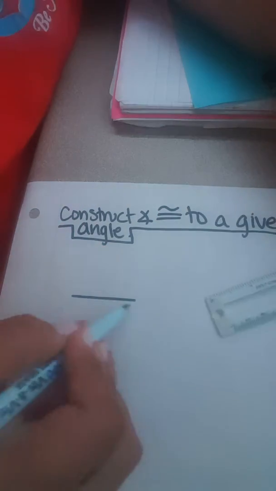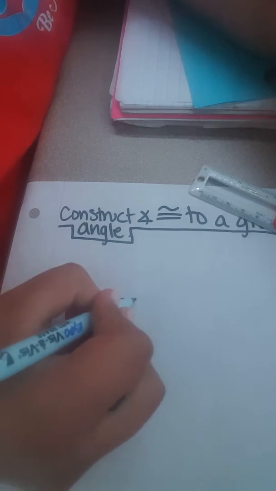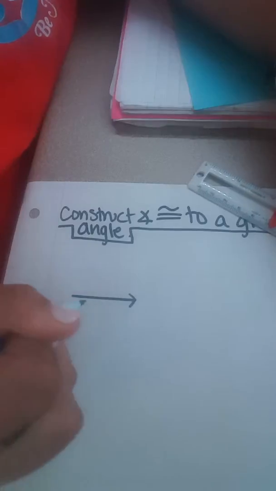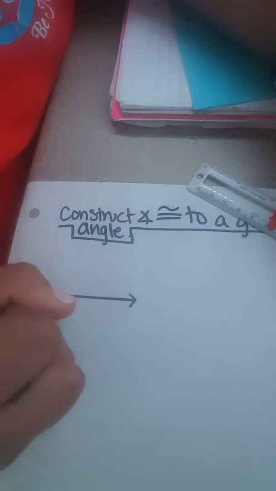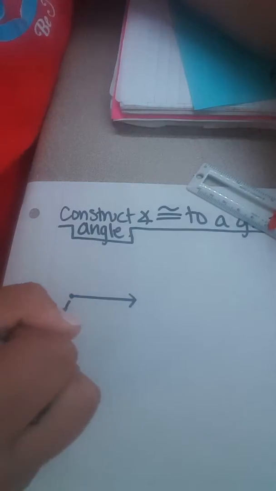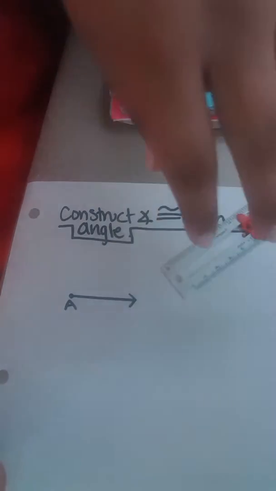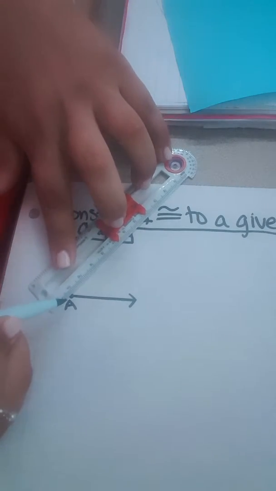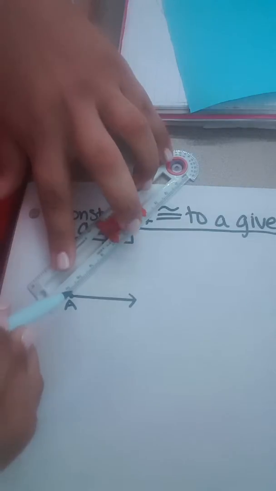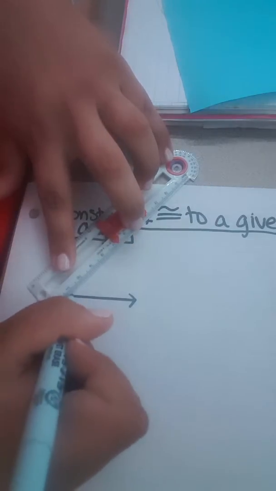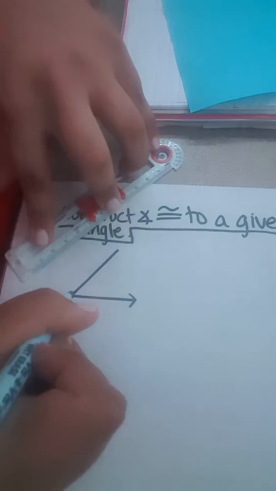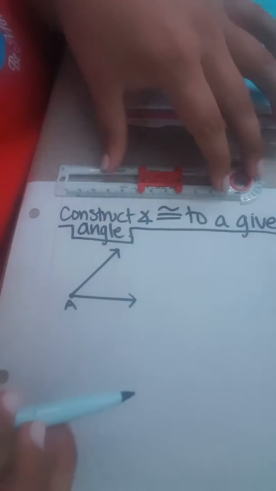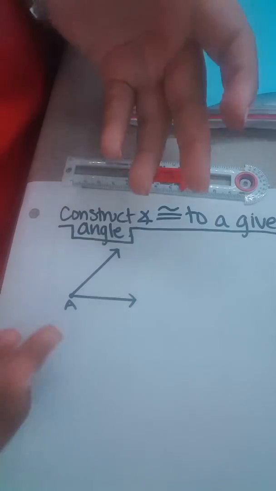And the size of this line doesn't matter, because as we know, this arrow means that it's going to go on forever, and lines go on forever, so you don't have to measure it. I'm going to put a dot here, and I'm going to call it A. And then at the point of A, I'm just going to pick a random sized angle, and make another line. Again, we're not measuring anything or figuring out angle sizes or degrees. So here we have A.